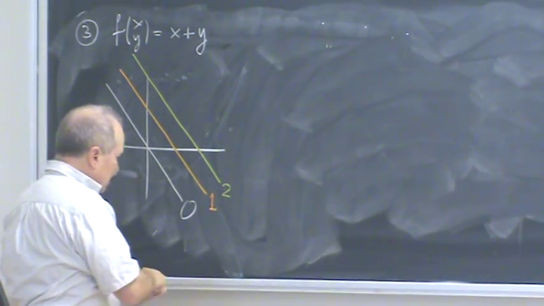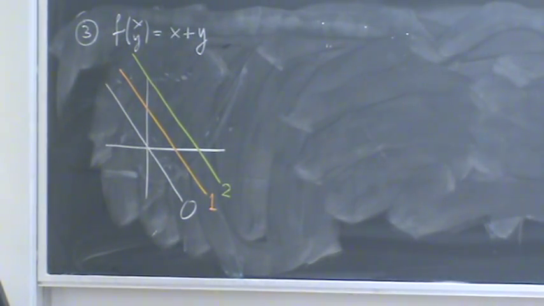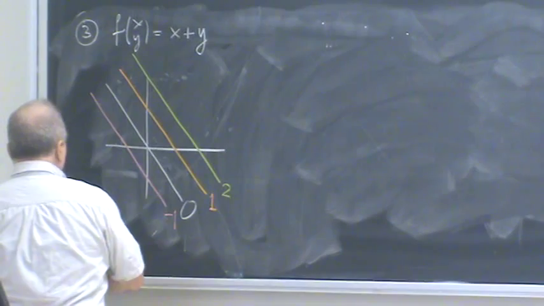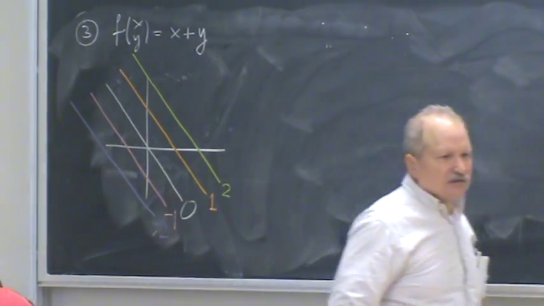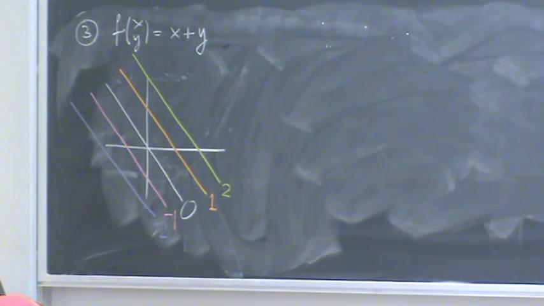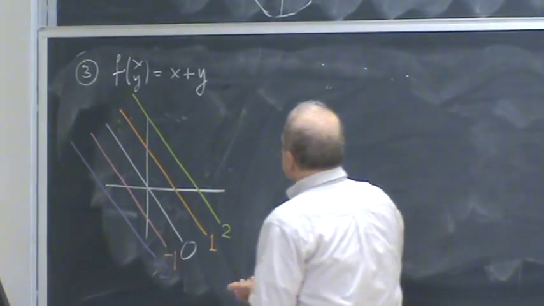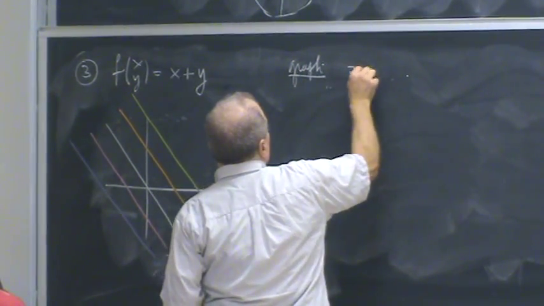But now it would be interesting to also have negatives in there, right? So -1 would be down here. -2 would be down here, and so on. What's the graph of this going to be? A diagonal plane, I think. Yeah, it's going to be planes.